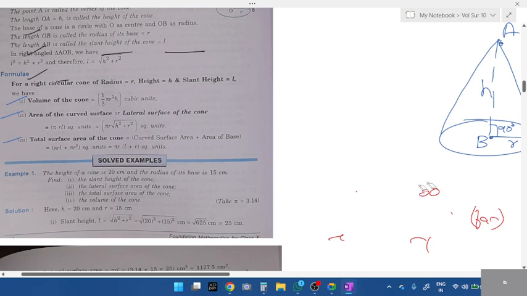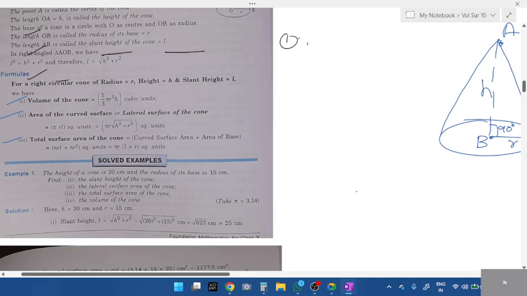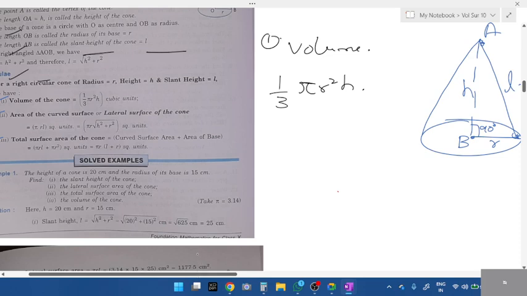First thing, as we studied volume, even for this the same thing: volume, curved surface area, total surface area. First question, first formula, volume. Volume of a cone is 1 by 3 pi r square h. So this you cannot derive. It's a very lengthy derivation, students. Just remember this direct formula: 1 by 3 pi r square h.